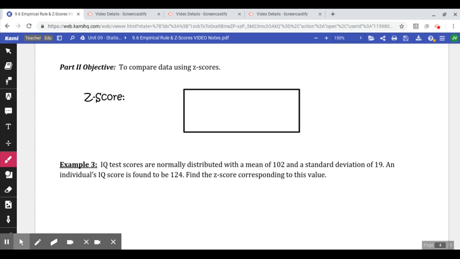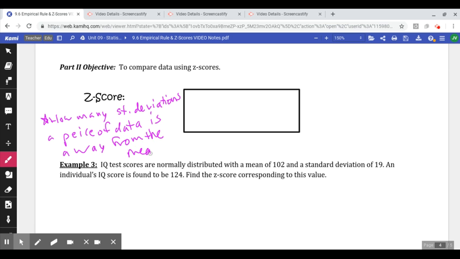In part two of this lesson, we're going to be talking about this thing called a z-score. A z-score is how many standard deviations a piece of data is away from the mean.